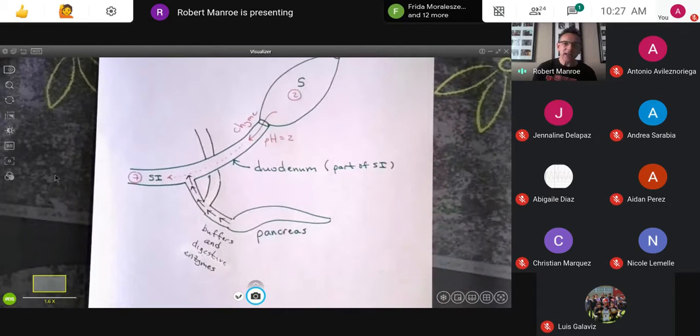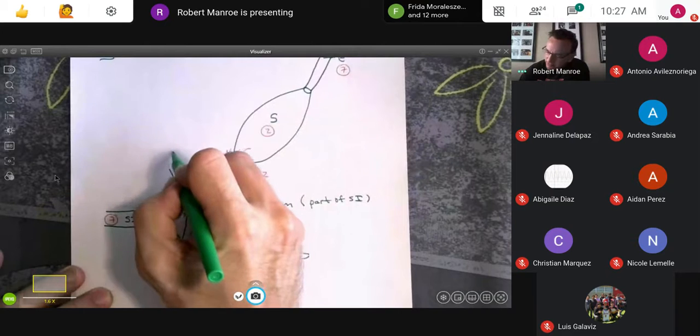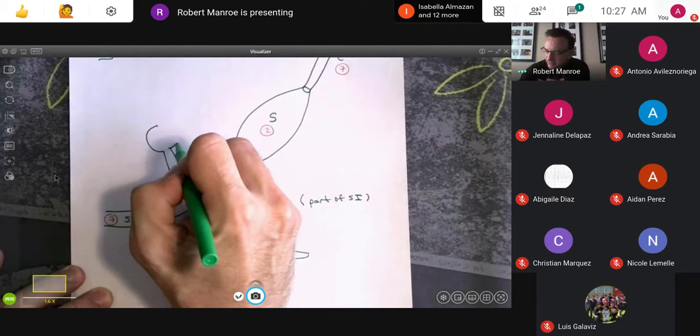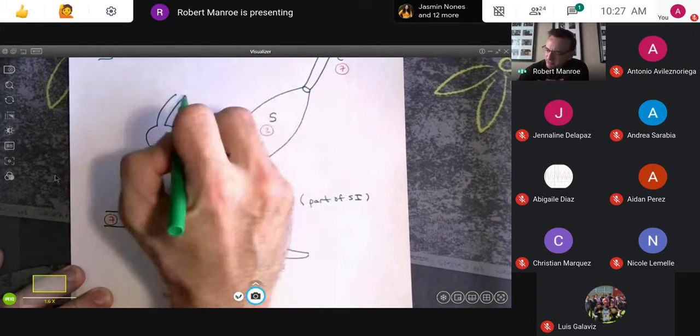All right, then we have this other tube that's leading up. We need to talk about the digestion of fat. So there's a tube up here that leads to a little bag, and this bag is then connected to your liver.